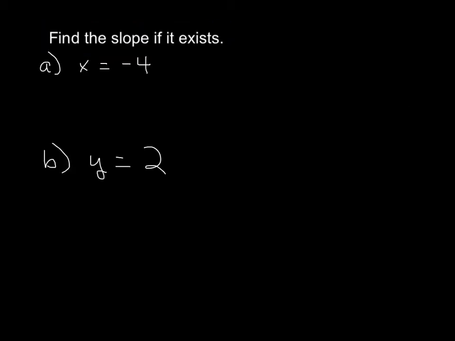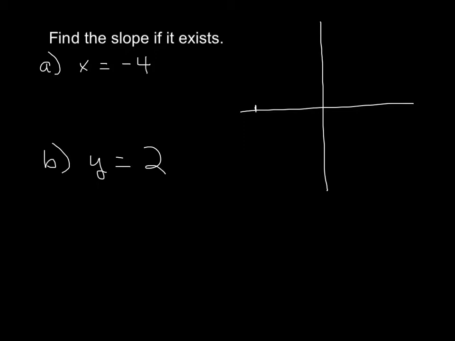Okay, find the slope if it exists, and I'm going to do two cases. One is x equals negative 4, and two is y equals 2, because I want to demonstrate what a zero slope looks like and what an undefined slope looks like. So you know that these are going to be either vertical or horizontal lines. The best way to remember which is which is to draw a graph.